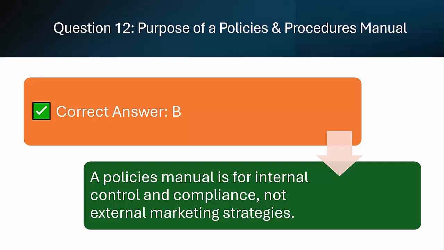Option B is incorrect. Marketing practices are external strategies, not internal procedures. Policy manuals are about how the company operates internally, not how it presents itself to the outside world. Key takeaway: a policies and procedures manual is about internal processes and compliance, not external marketing or business strategies.